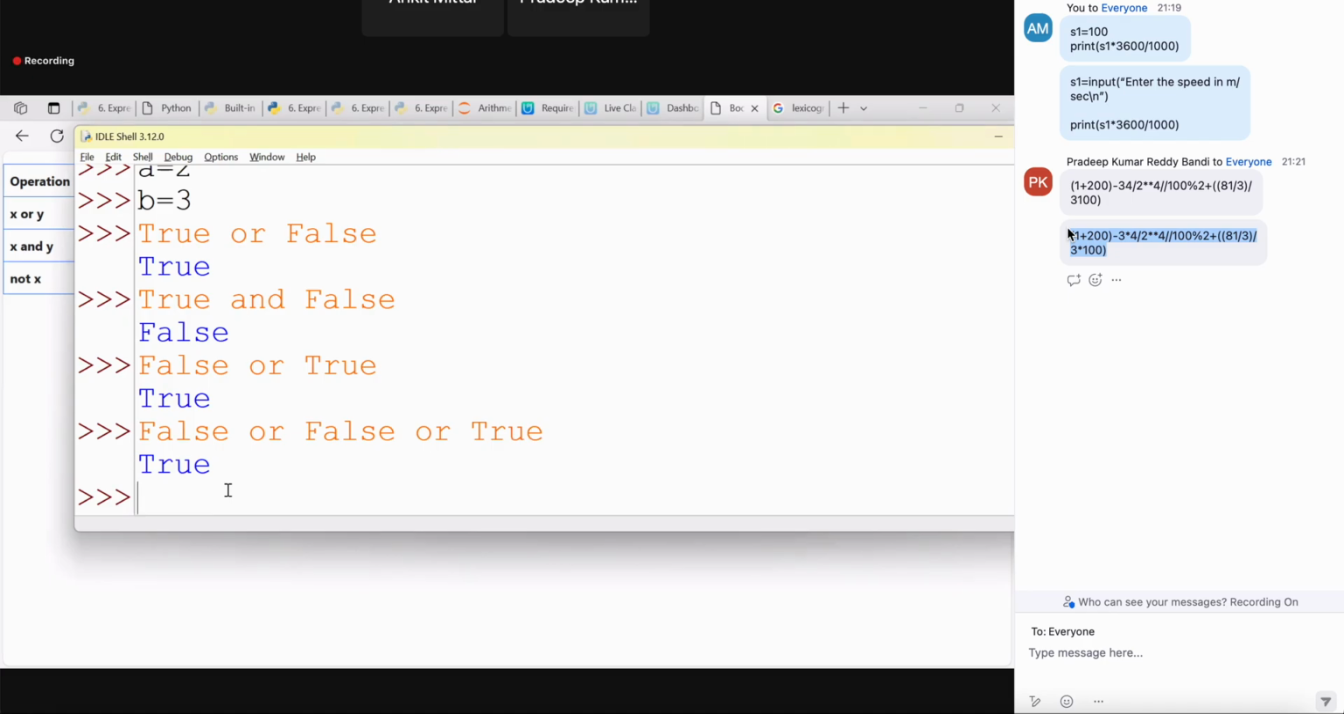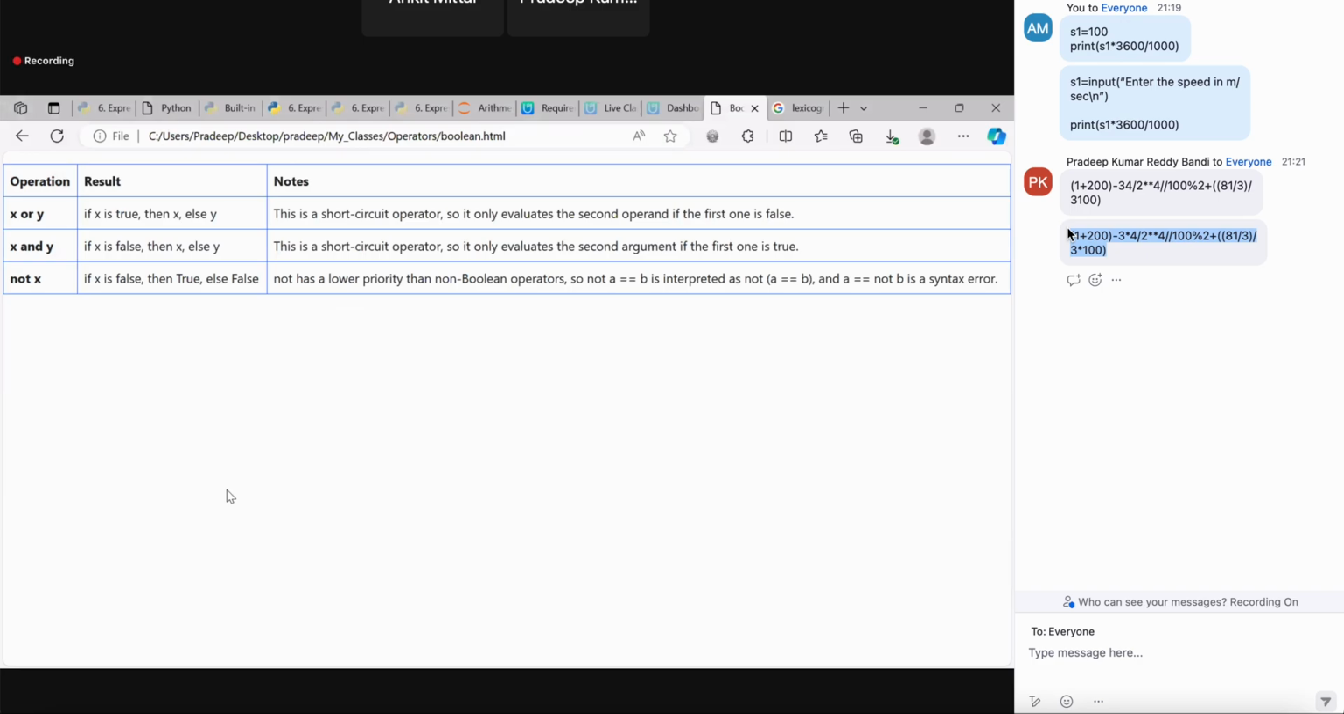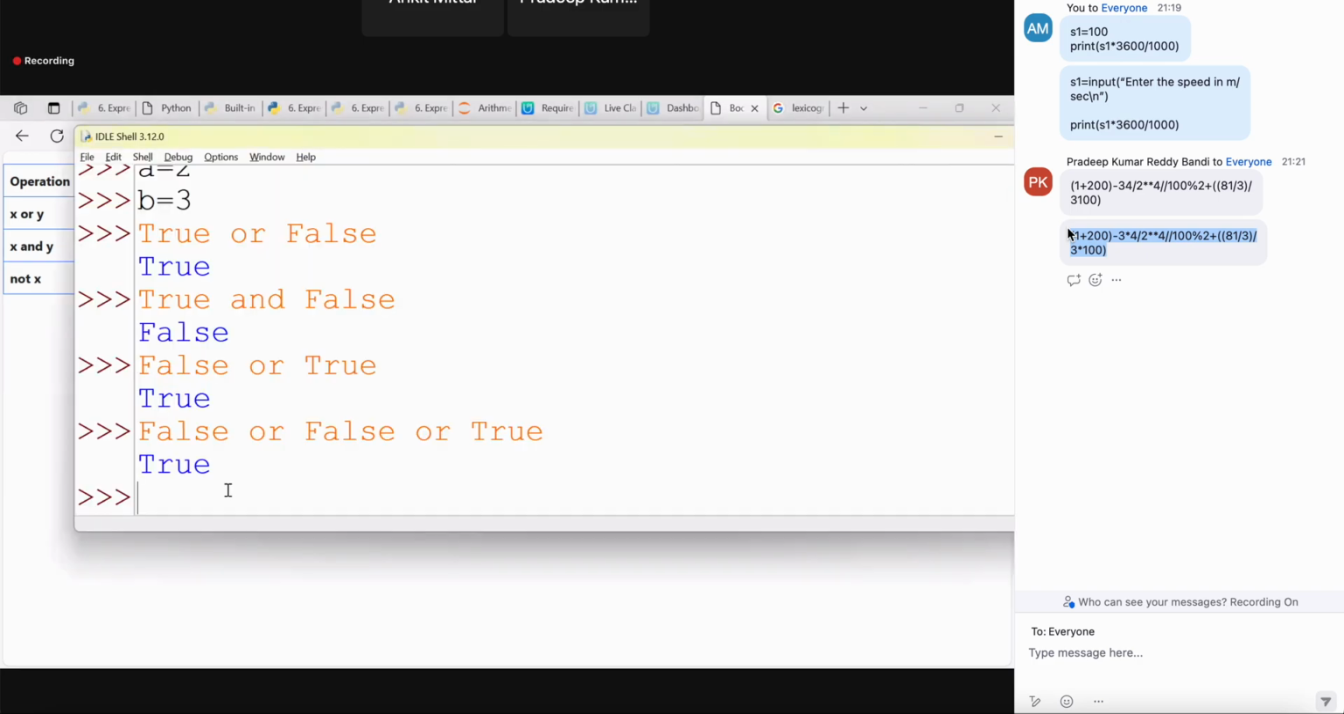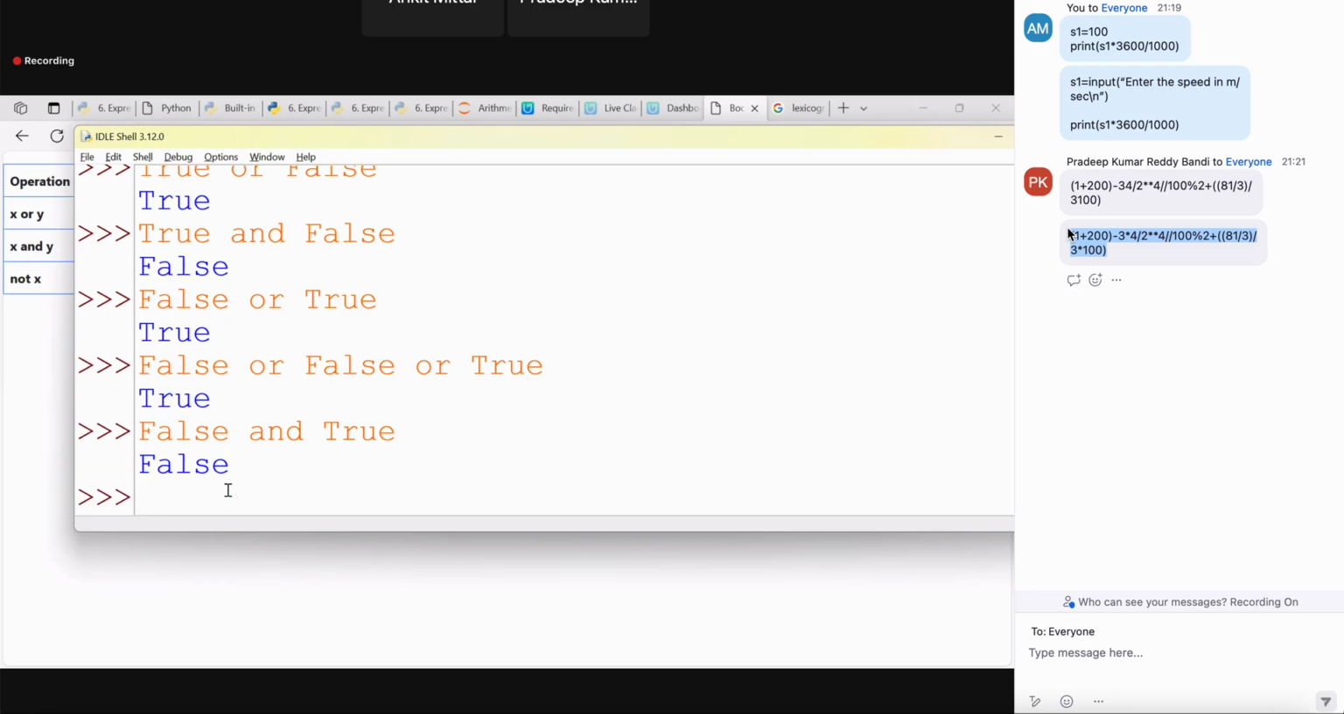And is also a short circuit operator. It evaluates the second argument only if the first one is True. So if I say False and True, what will be the output? False. In this case, if the first one is False, Python will not even check the second one. It will just see the first. Whether it is the second, third, or 100th one, it will not worry about that.